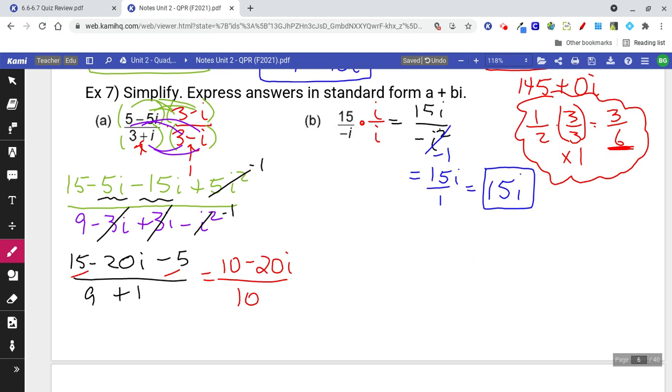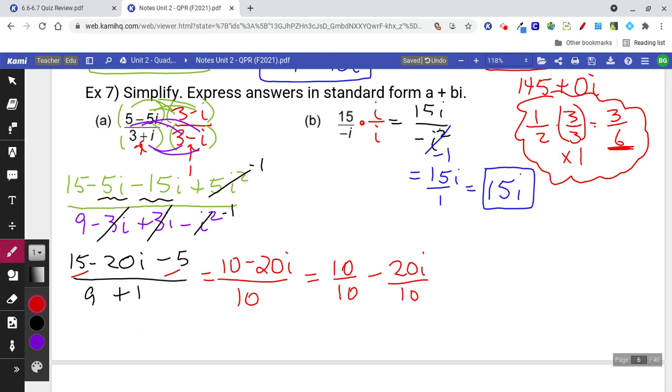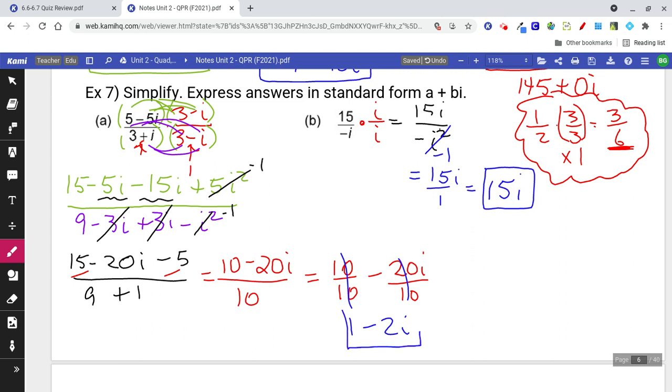And then the last thing I want to do is reduce. If you split it up, it's a little bit more obvious maybe. Basically, I'm distributing my division. And I can reduce that fraction. 10 over 10 is 1. Reduce that fraction. 20 over 10 is 2. I have 1 minus 2i. That's my simplified reduced form.